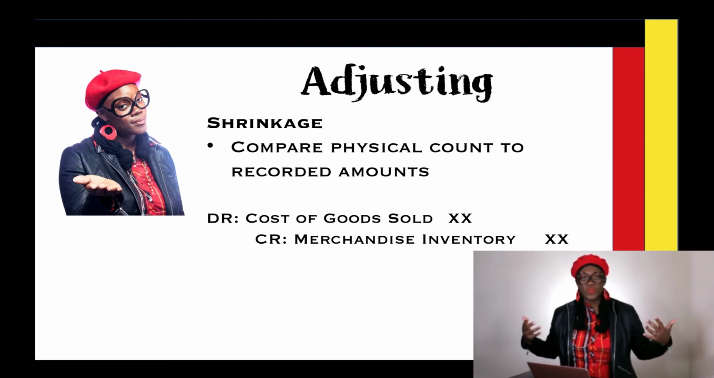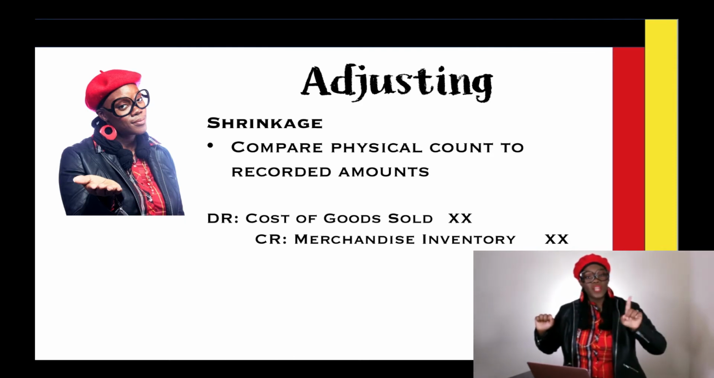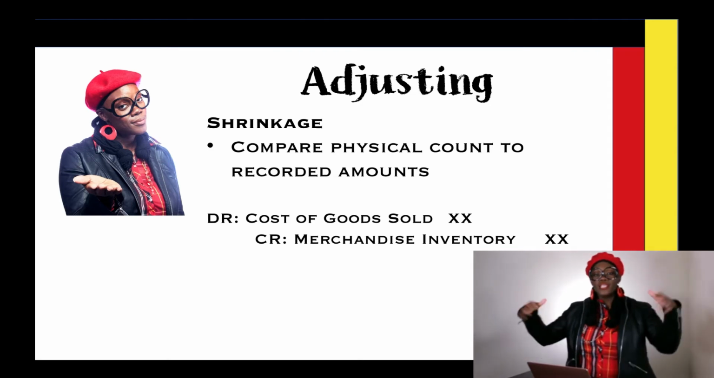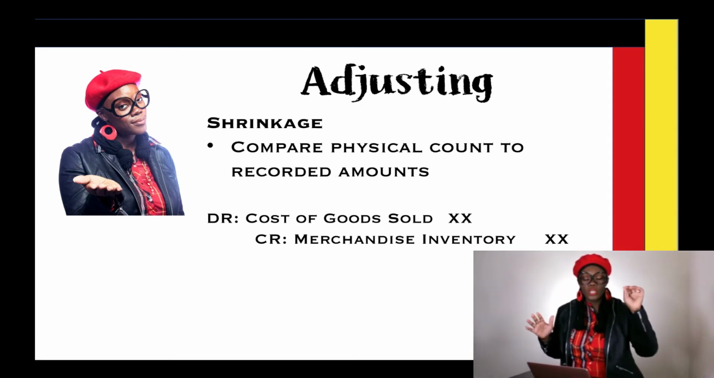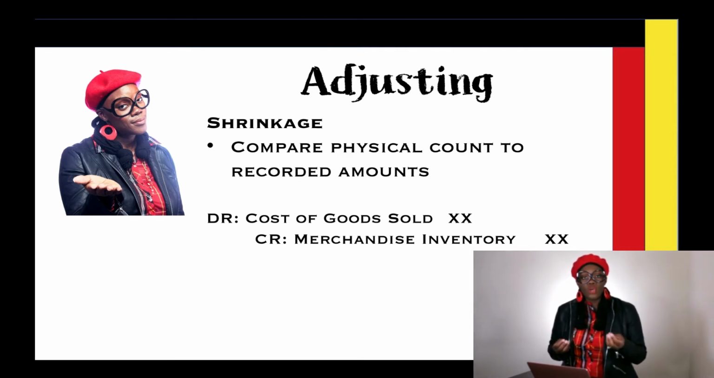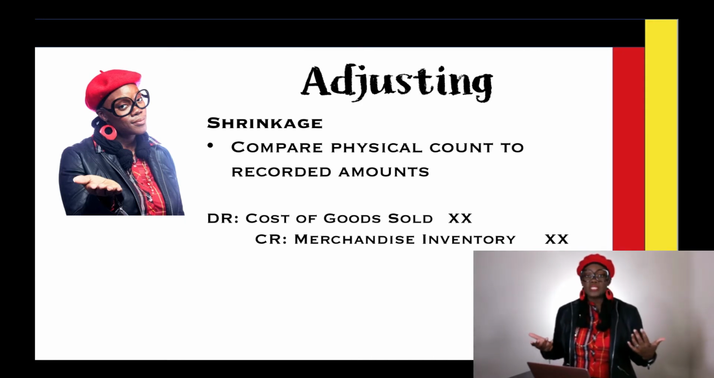So if there's a situation where for whatever reason things have expired, somebody has developed some very sticky fingers, whatever the case is, we have to account for that at some point. And the way we do that is once we do a physical count, if something has been damaged, lost, or stolen, whatever the case is, then we have to debit cost of goods sold, so that we expense it, and then credit inventory. We have to get it out of our inventory account, okay? We can't say that we have 100 units of a product if we only have 97.